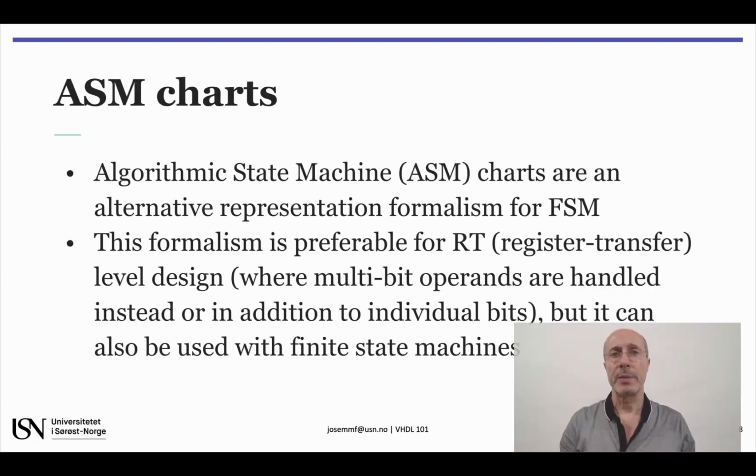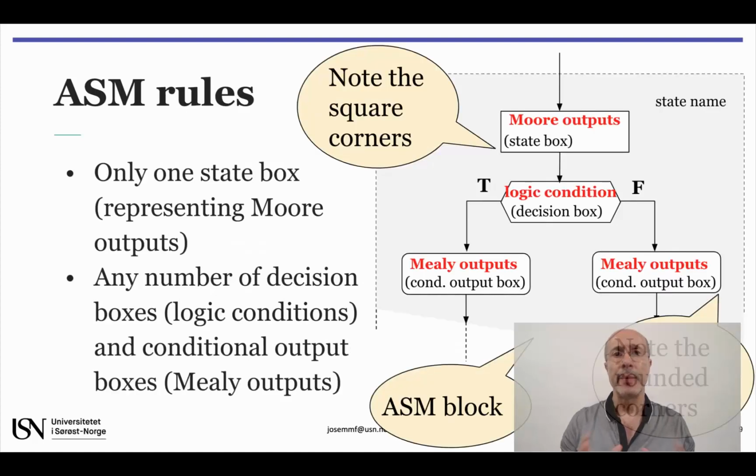The second representation method is the algorithmic state machine chart, or ASM chart. ASM charts take a lot more space than state diagrams, but are preferable for register transfer level designs involving operations that deal with multi-bit words instead of just single-bit signals. However, they can also be used to represent the behavior of finite state machines. The basic building block of an ASM chart is the ASM block.